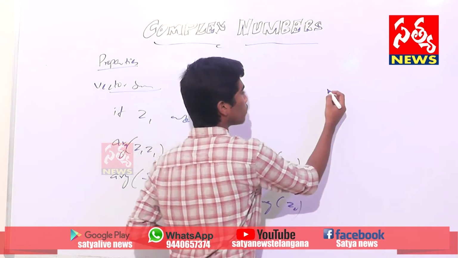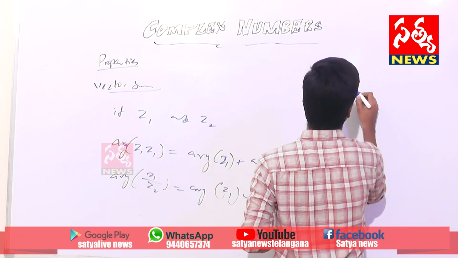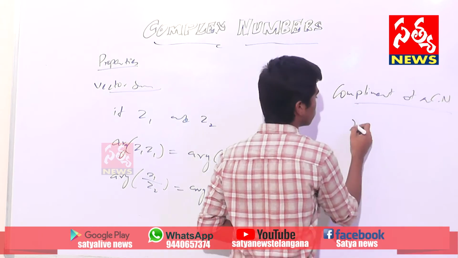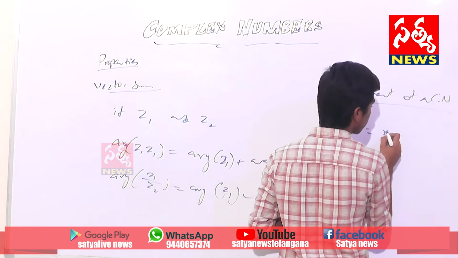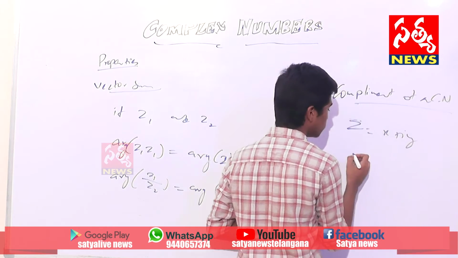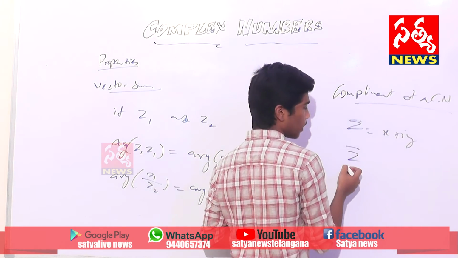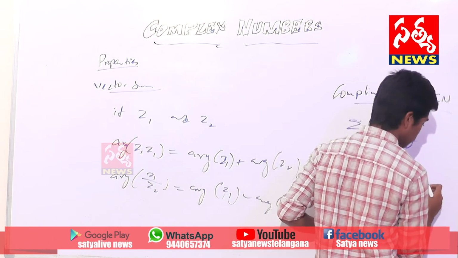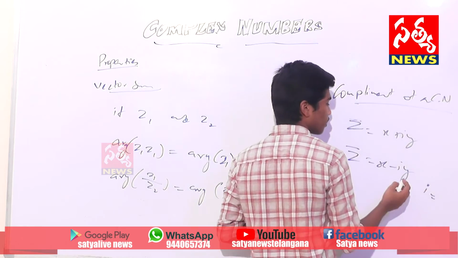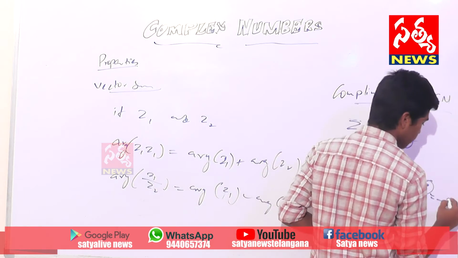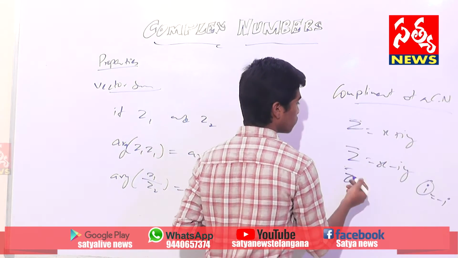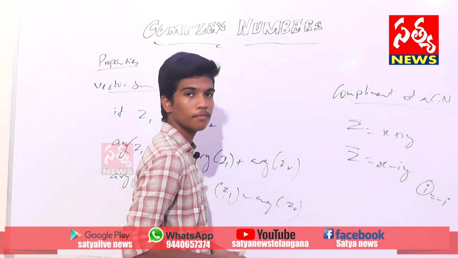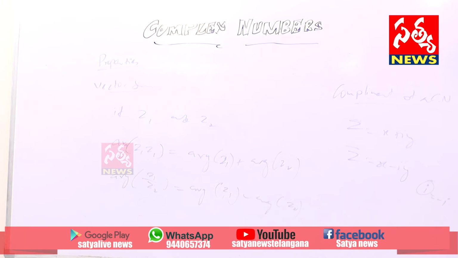And the last thing, complement of a complex number. See, if z is equal to x plus iy, the complement of z is represented as z bar, which is equal to x minus iy. Simple. We replace i with minus i, so we get the complement of any complex number. Okay, let's solve some problems.